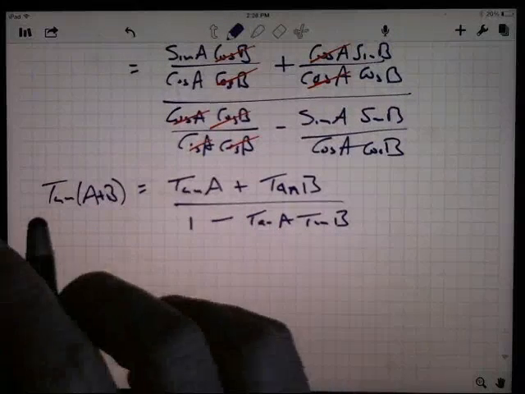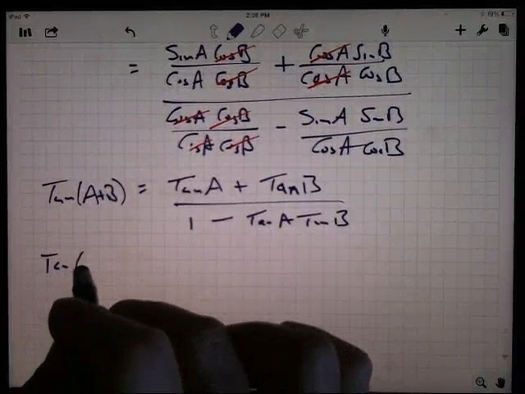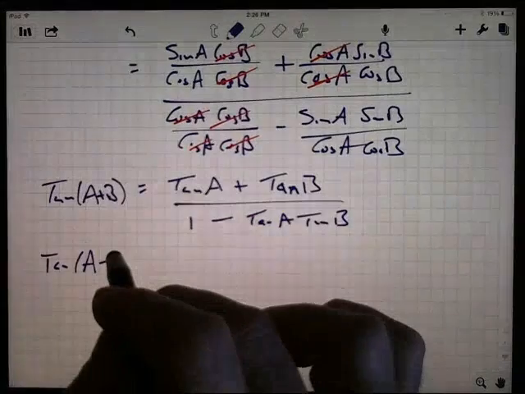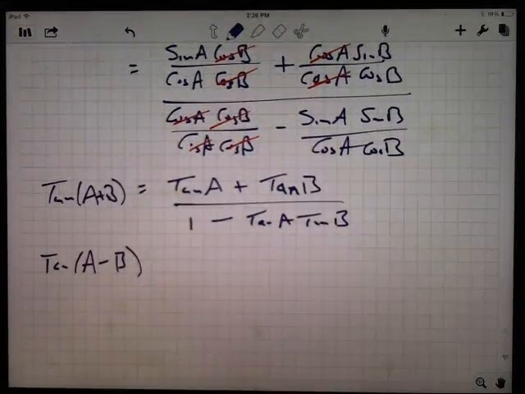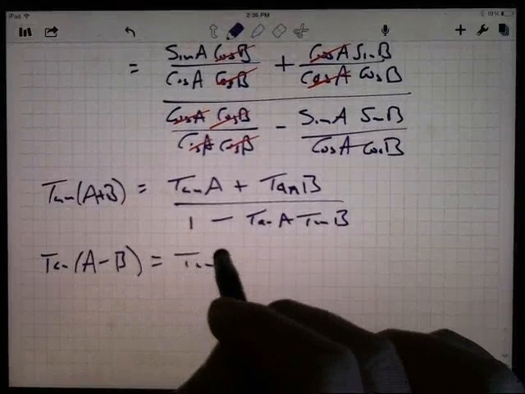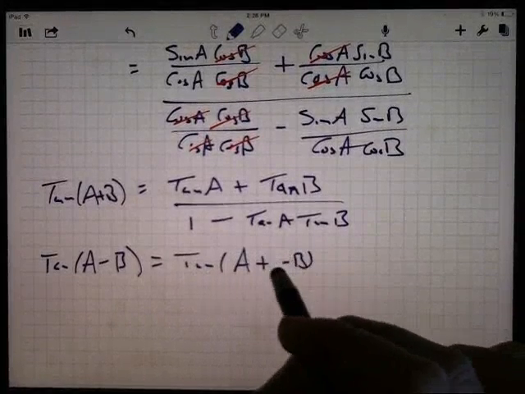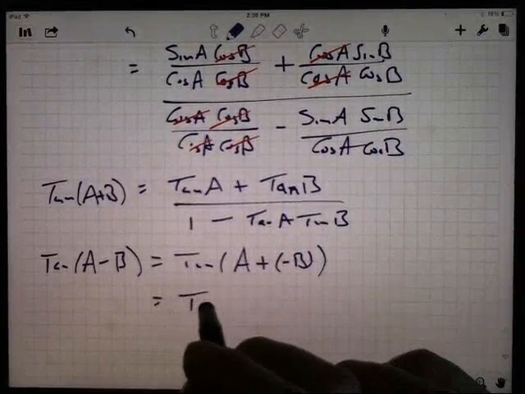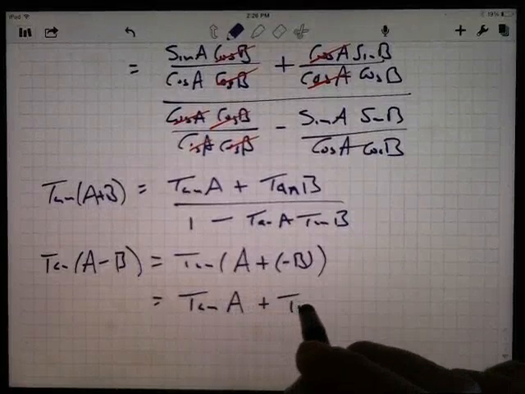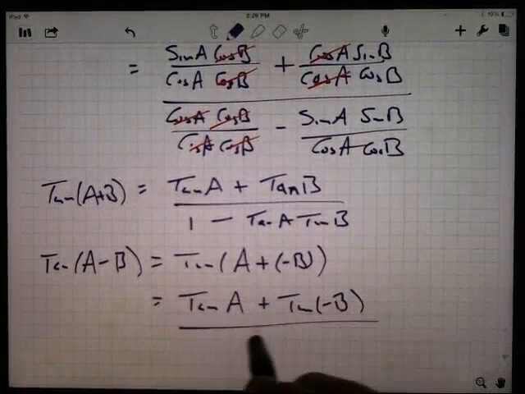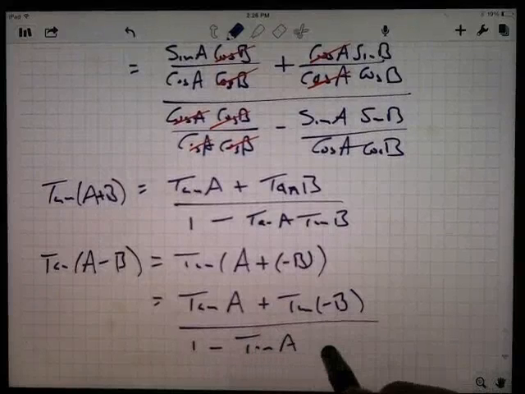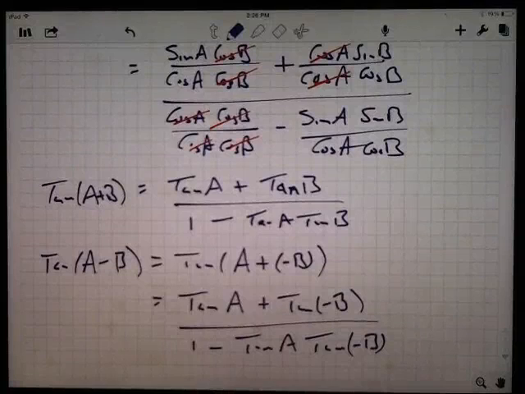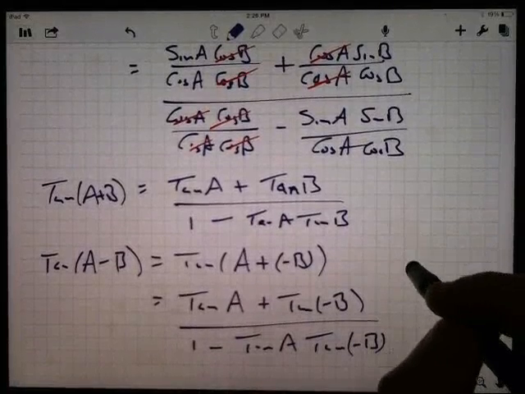Now if I want to do the tangent of A minus B, I've got a couple of options. I could go to the sine of A minus B divided by the cosine of A minus B, but I don't want to do that because I've got this right here, and I'm going to think of this as the tangent of A plus negative B. Wherever I see a b here, I'm going to plug in negative b. So the tangent of A plus the tangent of negative b, over 1 minus the tangent of A times the tangent of negative b. Now I've got to remember, is tangent even or odd? It's not so much remembering, I've got to be able to figure it out.